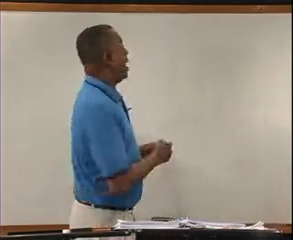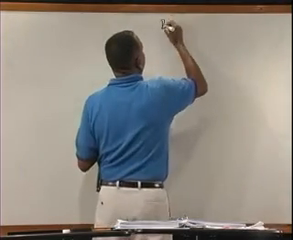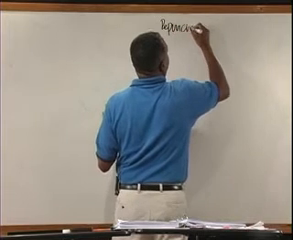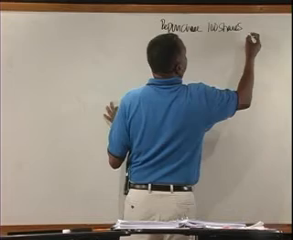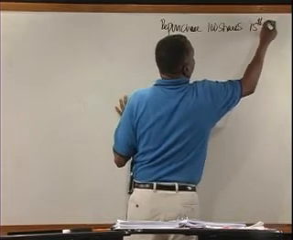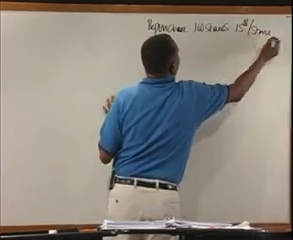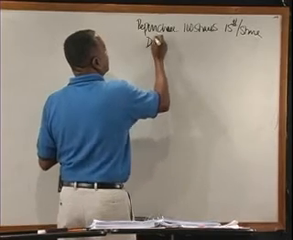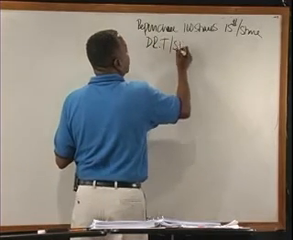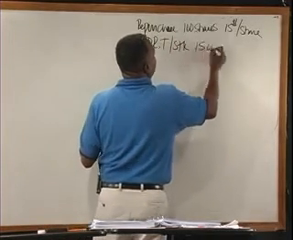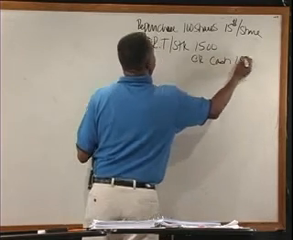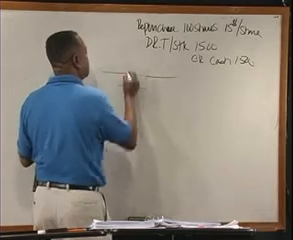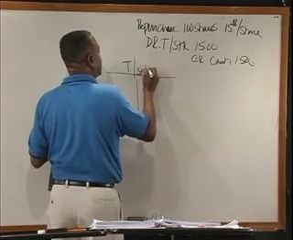Let's suppose I repurchase 100 shares of my stock for $15 per share. Okay? So, what am I going to do? I'm going to debit treasury stock for $1,500. I'm going to credit cash for $1,500. Okay, so here is my treasury stock account.